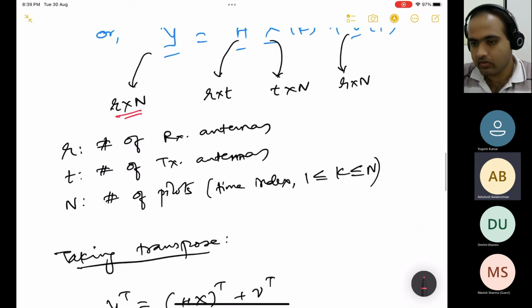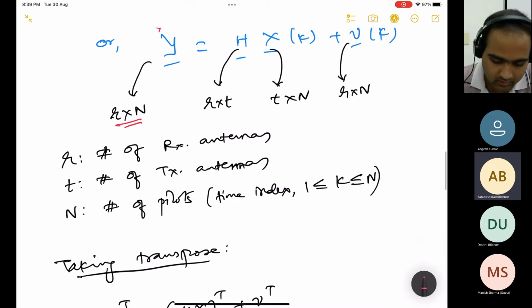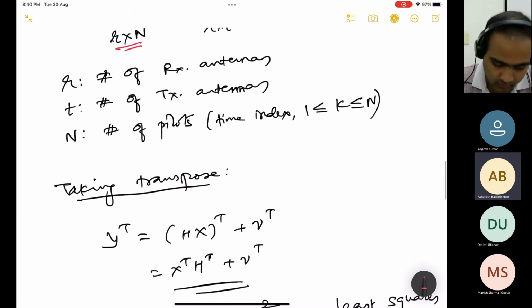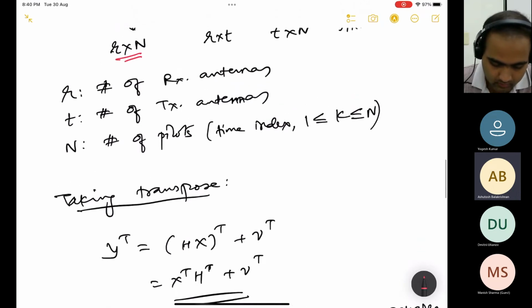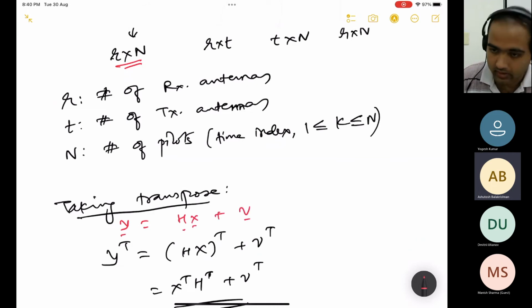So now we need to compute what will be the channel estimation for this kind of setting where we have multiple transmit antennas and multiple receive antennas. So what to do? We have this equation, y is Hx plus v.